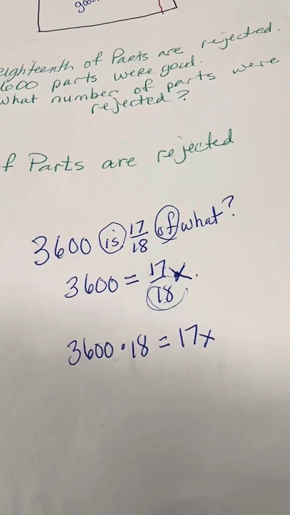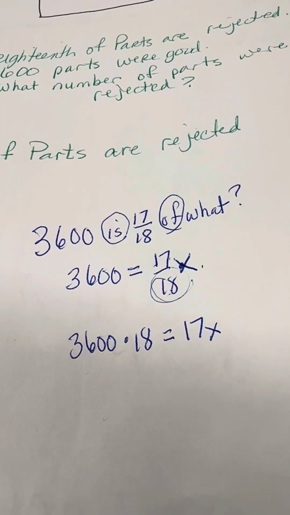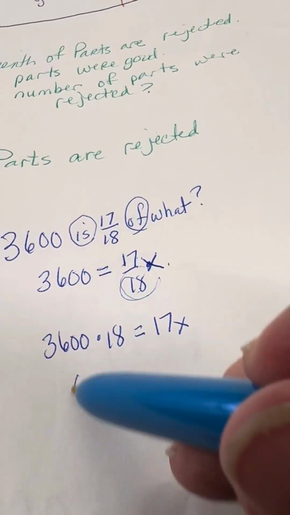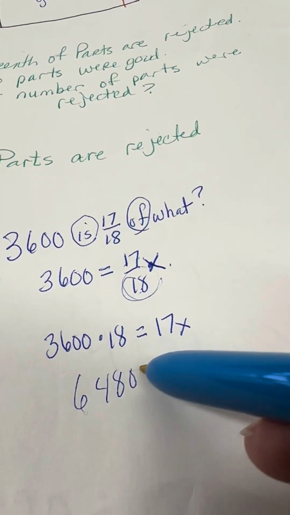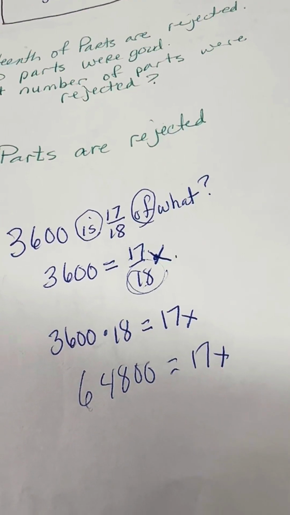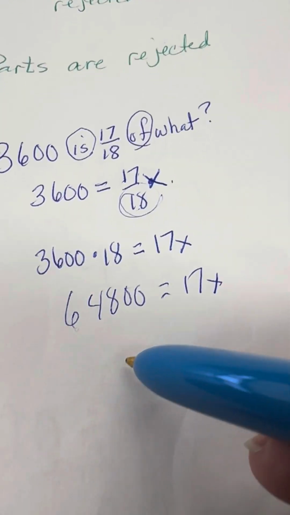Some people would multiply by the reciprocal. Either way, I don't do it that way, but that isn't a bad way to do it. It's just not how my brain thinks of it. So that's what we get here. And then divide by 17. And so we'd round to the nearest whole part.